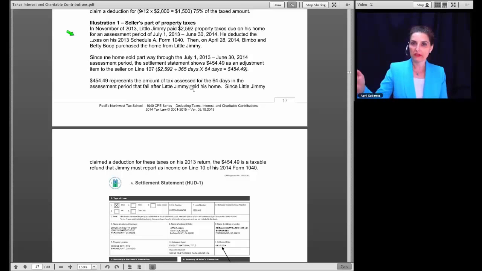So in November of 2013, Jimmy pays the tax bill on his home. And then a few months later in April, he sells the home to Bimbo and Betty Boop. So what's just happened is he's paid a tax bill in November for an entire fiscal year that runs July 1, 2013 through June 30, 2014, and now he has sold the home before the end of that assessment period. So that means he's claimed a deduction in 2013 for an expense that ultimately he can't claim the full amount. So he's going to get an actual refund of that expense coming back to him.